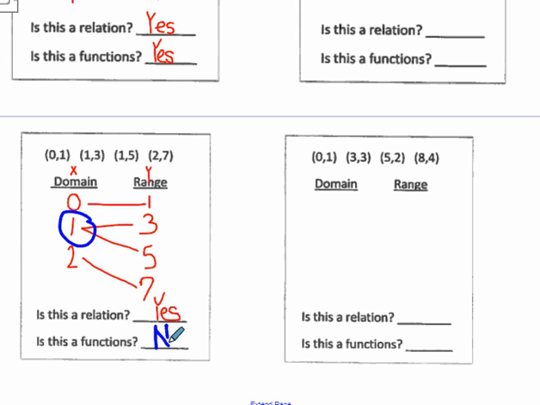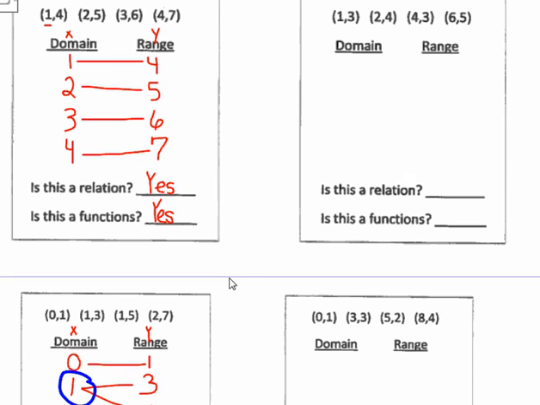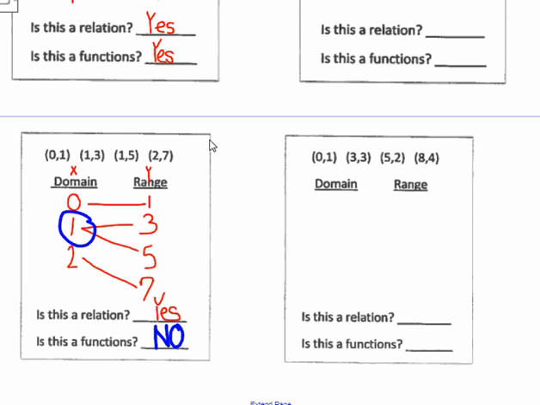Does every domain value map to one and only one range value? 0 maps to 1 and only 1, that works. But 1 maps to 3, and 1 maps to 5. So because of this spot right here, it's not a function. So that makes it not a function.